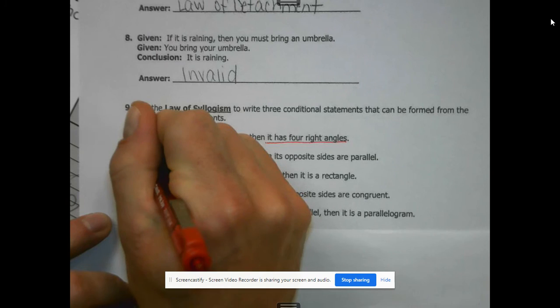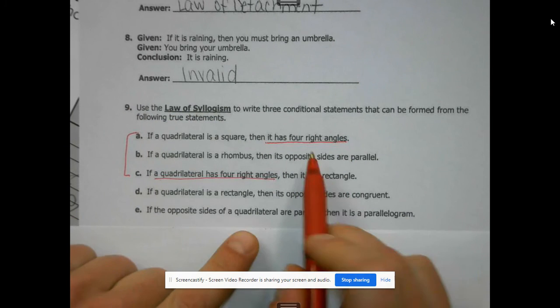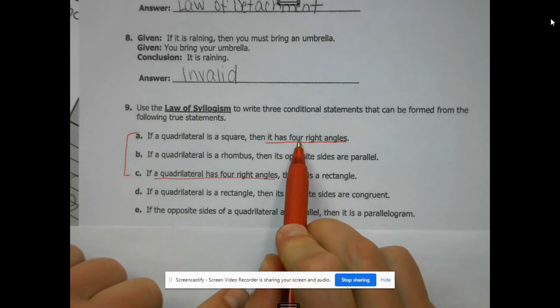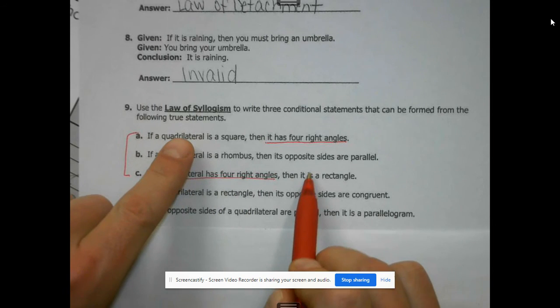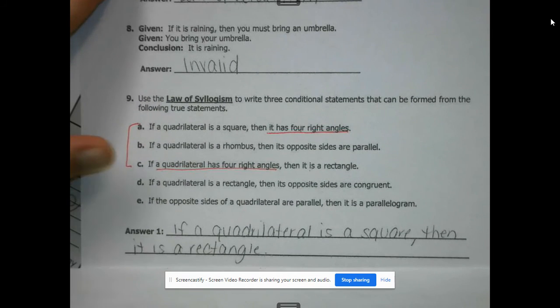I can combine A and C, right? Because my conclusion from the first matches the hypothesis of the second. So if this is true, I just got to combine these two pieces right here. If a quad is a square, then it is a rectangle. Boom, done. There's answer 1.